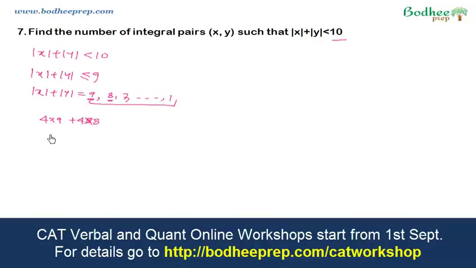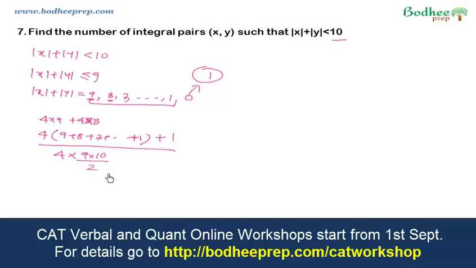So what we can do is write that the total solution would be 9 plus 4 times of 9 plus 8 plus 7 till 1. And for 0, as I said, there is only one solution, so we'll add 1 here. So this is the number of solutions. So we can say that this will be 4 into 9 into 10 by 2 plus 1. So this goes by 5 times. So the answer would be 181.